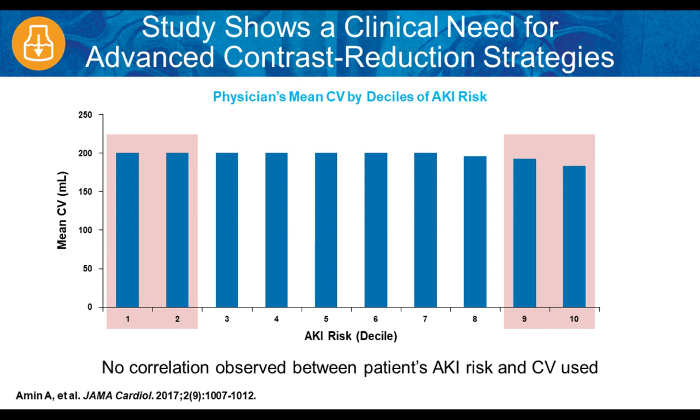Amit Amin's 2017 study looking at volume of contrast administered based on a given patient's risk for acute kidney injury. And what this shows us is, despite what a patient's risk of AKI may be, we're giving these patients the same amount of contrast. You would think that for the patients at highest risk of AKI, we would do the most to reduce contrast volume. But real-world practice seems to be the opposite of that. And that's why we need to change our practice so that for those at highest risk, we can minimize the contrast volume administered to those patients.